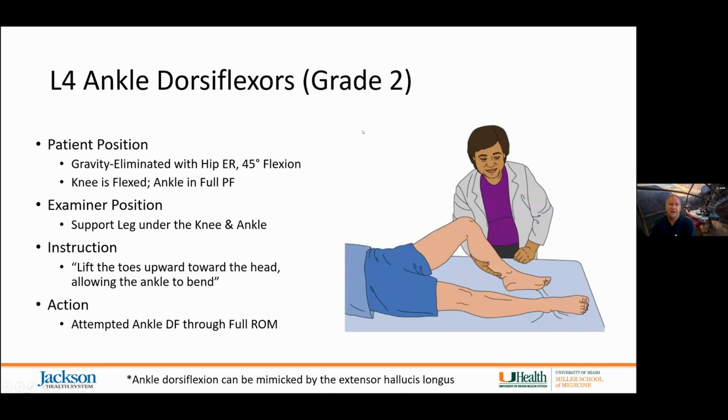For a 2, again, you're going to see if they can, with gravity eliminated, lift the ankle and see if they can bend it to a fully dorsiflexed position with gravity eliminated.